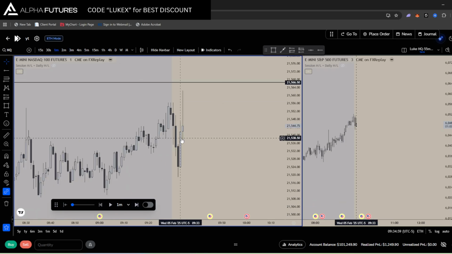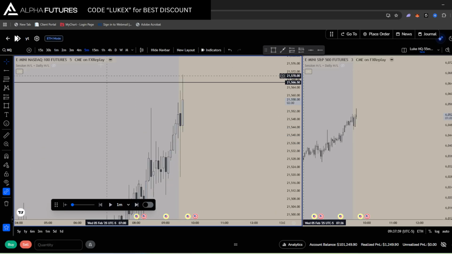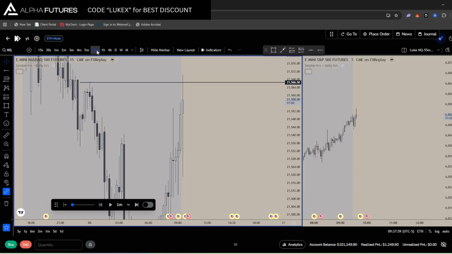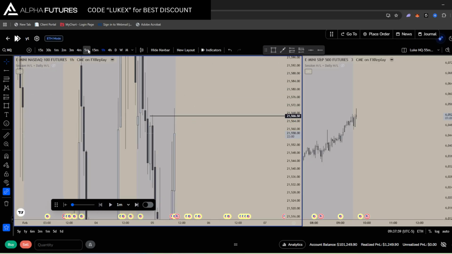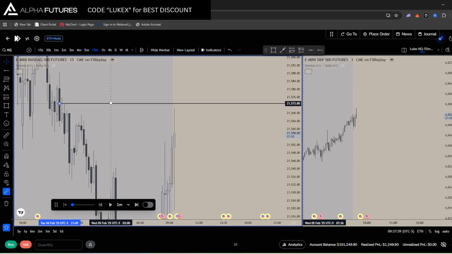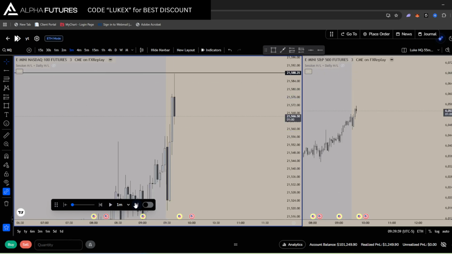I would have wanted to take this, but it's not really delivering out of a gap. See what I mean? To me, it just wasn't really delivering out of a gap. I don't know. We have this high over here, though. Maybe we could see something up to here.